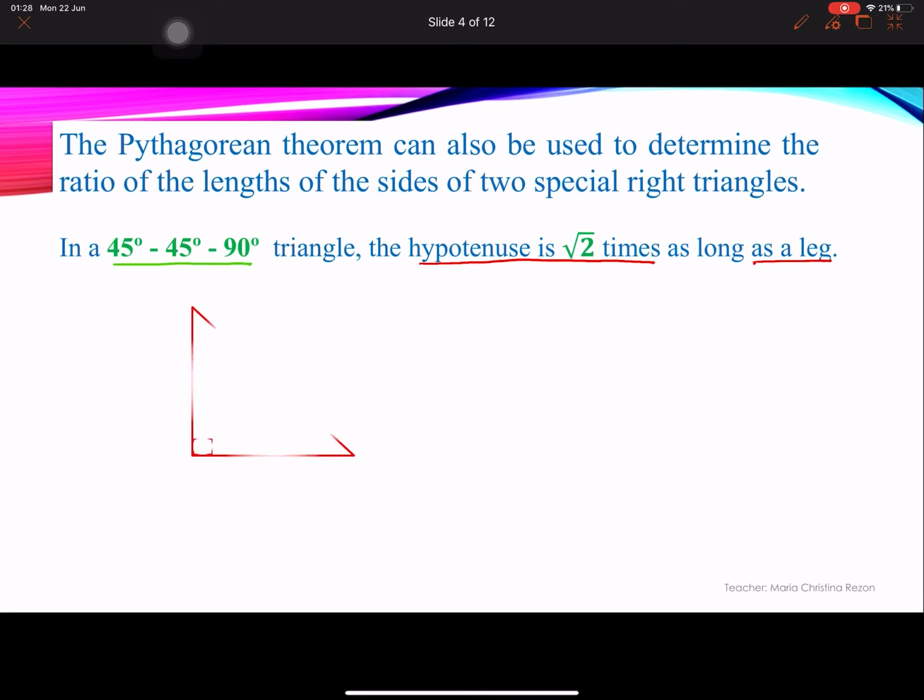So for example here, this is 45 degrees, and if you have a triangle with two of its interior angles equal, then that triangle is an isosceles triangle. So meaning these two sides here are also equal.